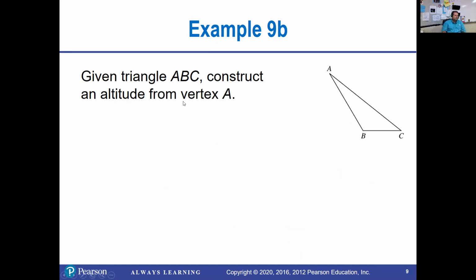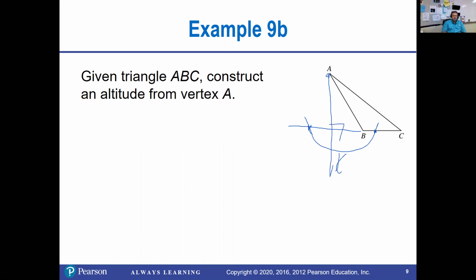Construct an altitude from vertex A. Now in this case, what's different is as I stretch my compass, I'm trying to do an altitude here. There's no way for me to do it. So what's going to happen is you're going to extend this line so that when I make my arc, it's going to do this. And then I take these two points, make your arc here, make your arc here, and then you get this that stretches through.